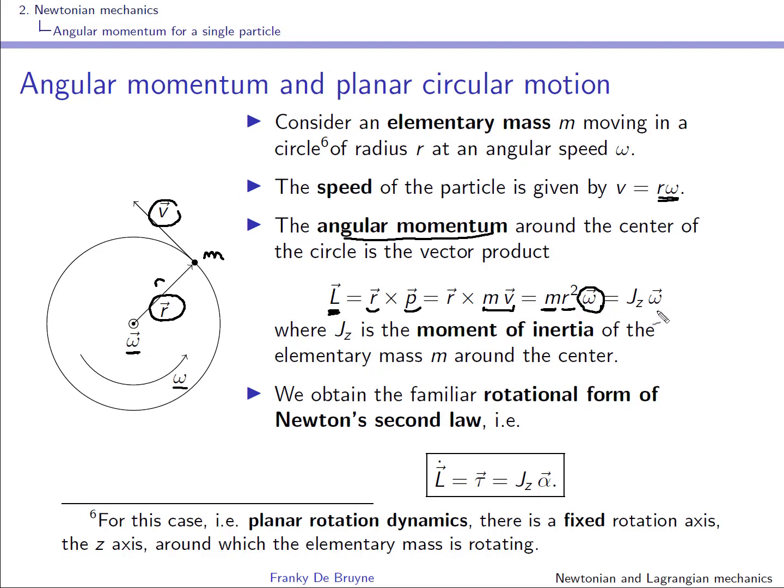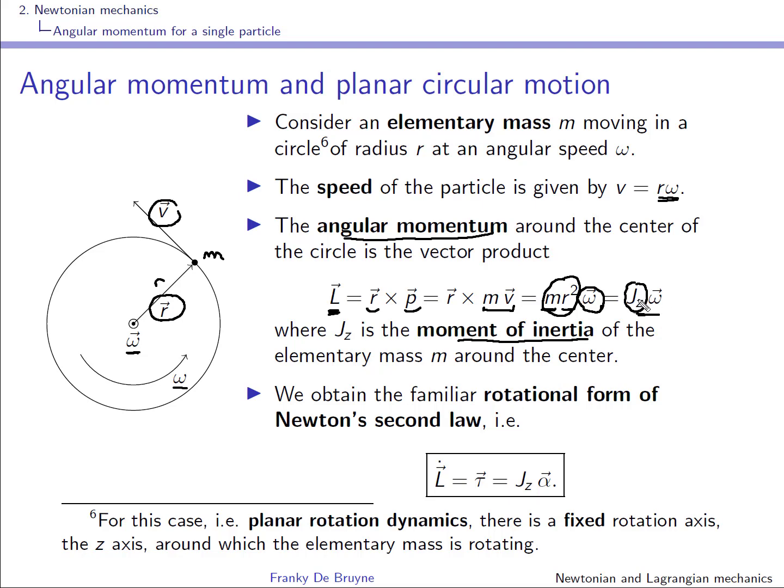So one way to write this is that the angular momentum is something that is over here, and this is what we'll call a moment of inertia. This is the moment of inertia of an elementary mass around the center, and we'll call it Jz. Nothing to do with music, and it's pointing out in the z direction, yeah.